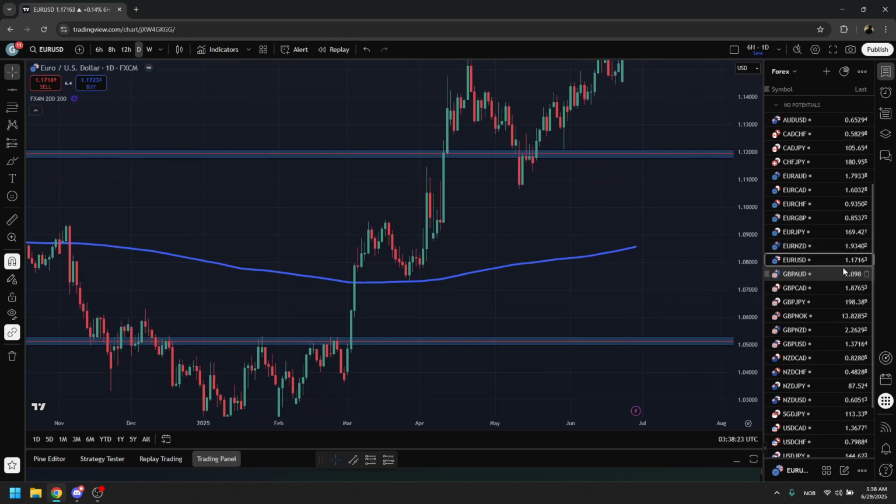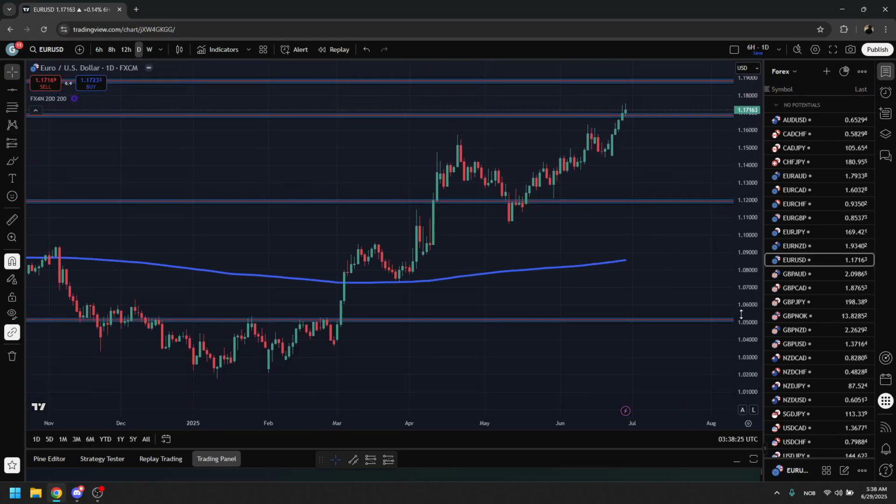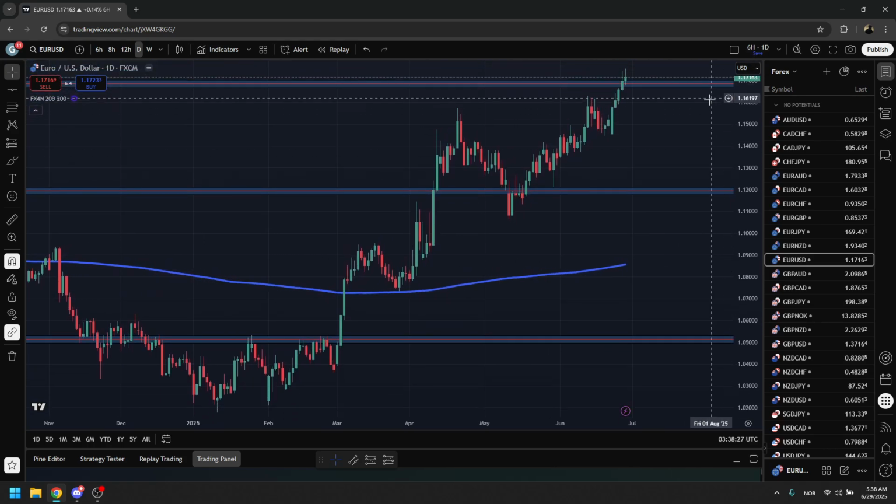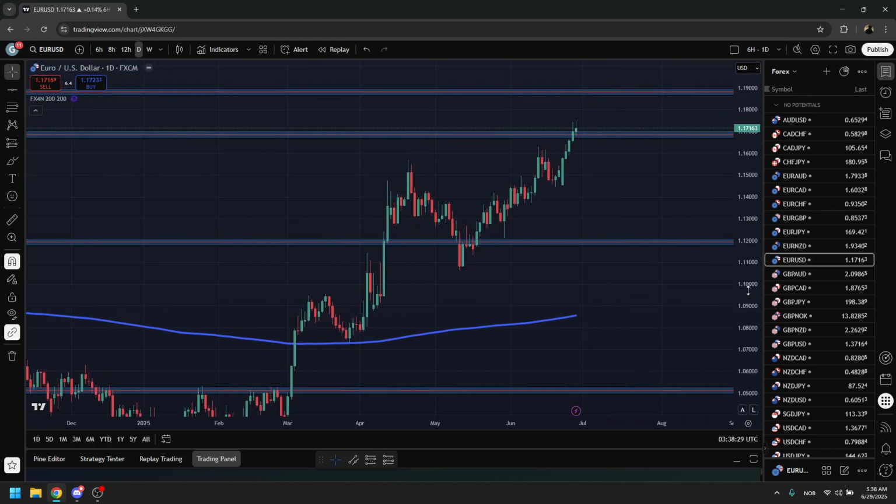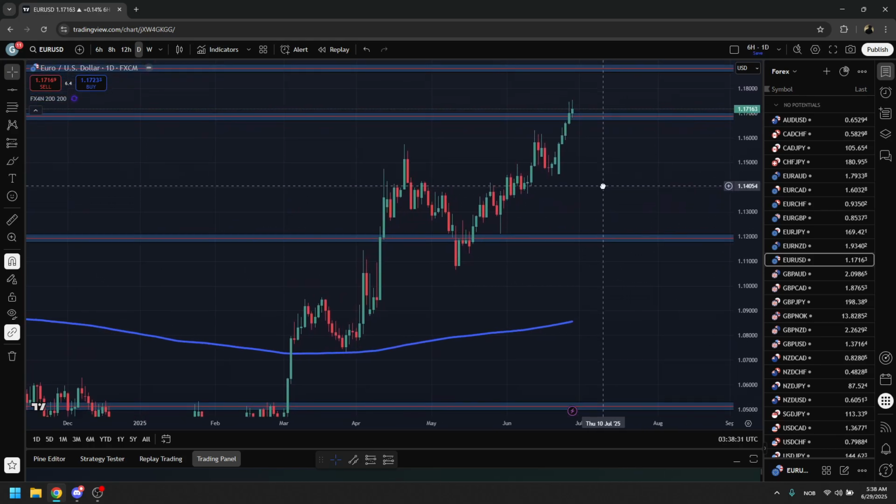Anyways, I chose this pair as well. The Euro USD is an easy pair to trade. If you're on raw spread, using IC Markets for example, you're gonna have zero spread on this most of the time. Zero.